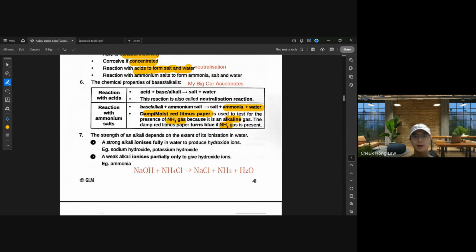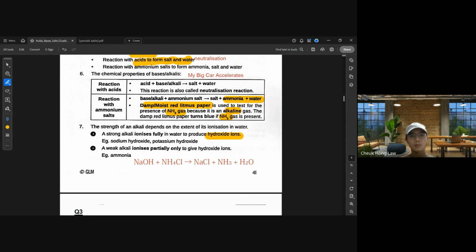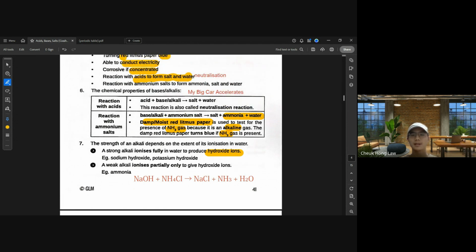Okay, strength of an alkali. Same thing with acids. A strong alkali will ionize fully, but this time to produce a high concentration of hydroxide ions. A weak alkali will ionize partially, only giving a lower concentration of hydroxide ions. So it's similar to acids, it's just different ions that form. For acids, it was hydrogen ions. For alkalis, it's hydroxide ions.